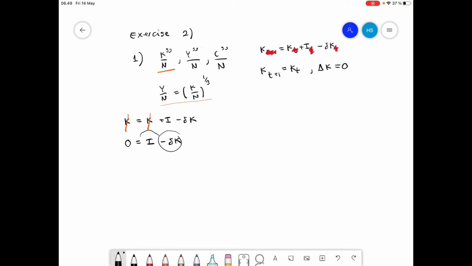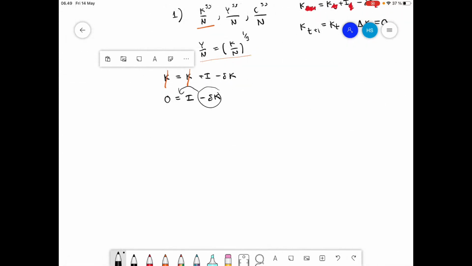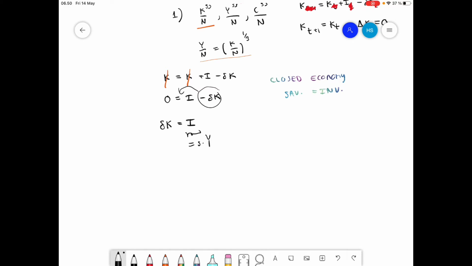So what we can do now is rearrange this expression. We add the depreciation of capital on both the left and right hand side, and we get that delta k should be equal to investments. Remember one thing, we are in a closed economy, and that means that savings are equal to investments. So instead of writing investments, I could also write savings rate times total output.